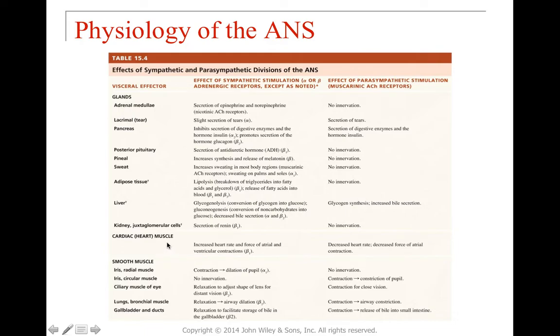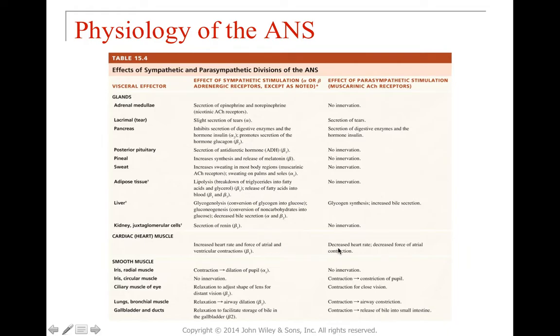In the cardiac muscle, we're going to see equal and opposite. So we'll have an increased heart rate and increased force of your atrial and ventricular contractions under stimulation of the sympathetic pathways. Under stimulation of the parasympathetic pathways, we have a decrease in the heart rate and a decreased force of atrial contraction. So again, we increase heart rate and blood pressure under sympathetic stimulation, and we decrease heart rate and blood pressure under parasympathetic stimulation.